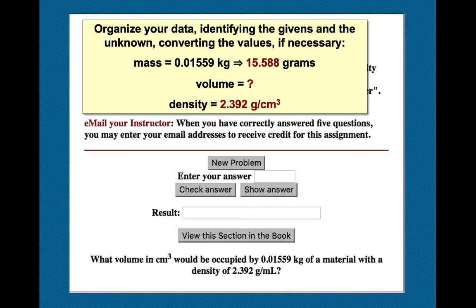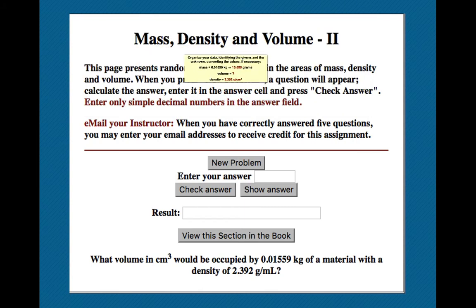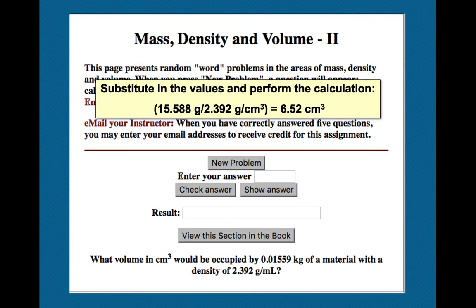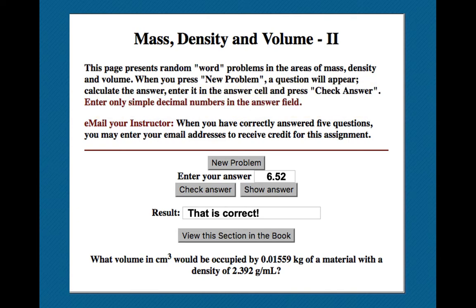We're looking for our volume, and we're given the density. We simply take our formula. Mass divided by our density gives the volume. Type in volume, and we're done.